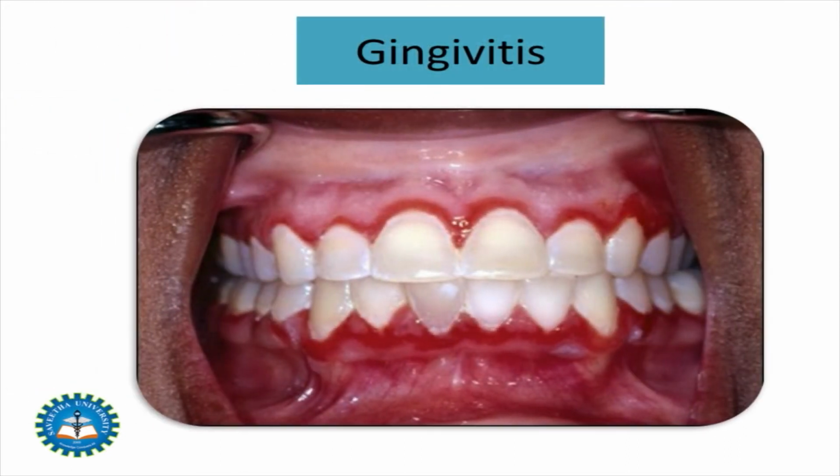The commonest periodontal disease is the inflammation of the gingiva, which is called gingivitis. This is a case of marginal gingivitis. The marginal gingiva, attached gingiva, and interdental gingiva become red, inflamed, tender, and bleed on probing.